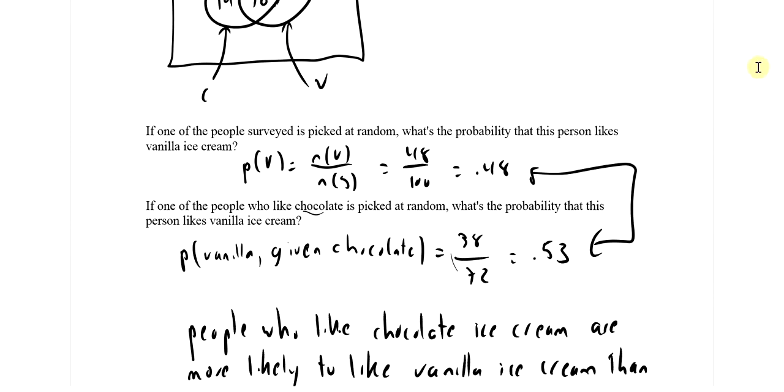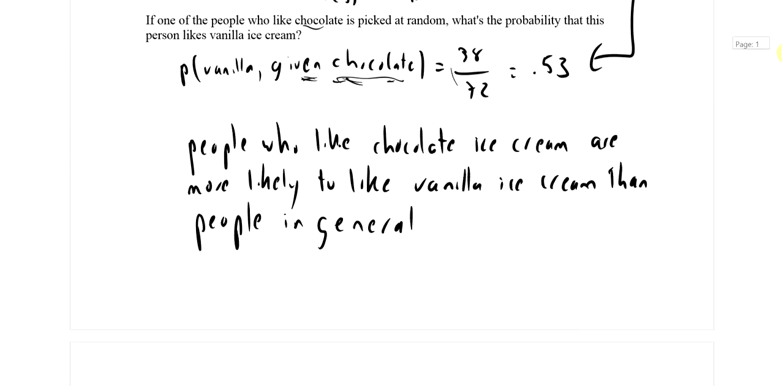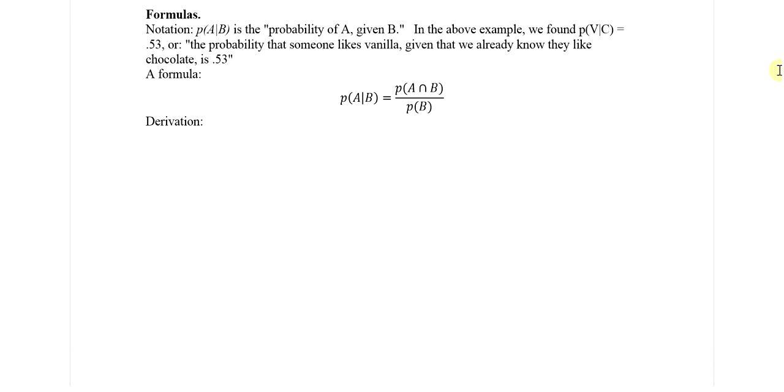Okay. So this is called a conditional probability because there's a condition. Given that we know they like chocolate, what's the probability of it being vanilla? So this is our notation. P of A, the vertical bar would be given. Probability of A given B. And so in the above example, probability of vanilla, given that people like chocolate, is 0.53. The probability that someone likes vanilla, given that we already know that they like chocolate, is 53%.